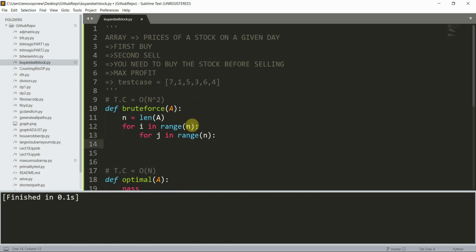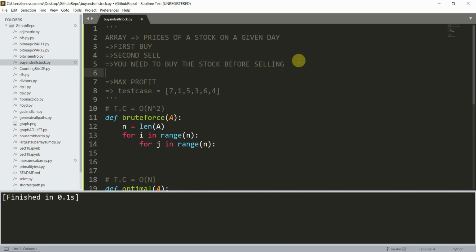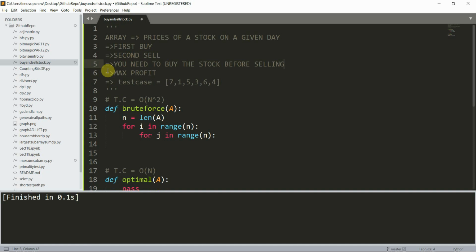What you can do, you can first loop when you need to buy the stock, then you can look for selling the stock. But you need to buy the stock before selling, or you can only sell the stock after buying it. So for selling one, you need to do this as i plus one, comma n, perfectly fine.